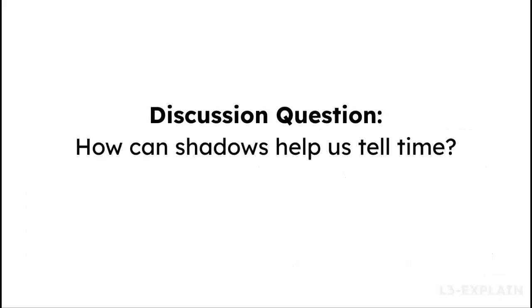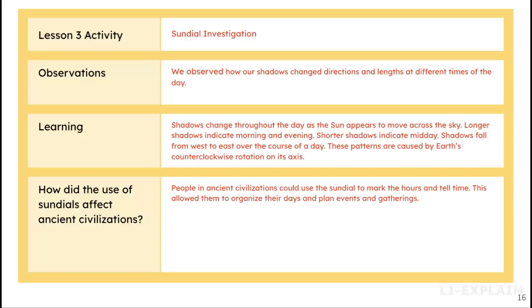In the Explain portion of the lesson, students will engage in a class discussion. You'll invite them to gather and analyze their observations and learning from the sundial investigation. You'll use the provided questions to guide the discussion around how can shadows help us tell time. The goal of this class discussion is to synthesize student learning from the data they collected and turned into graphical displays. You will use the discussion to create the Lesson 3 summary chart.